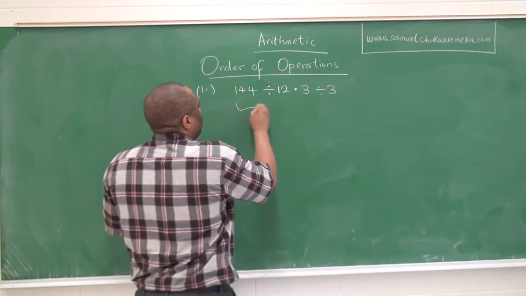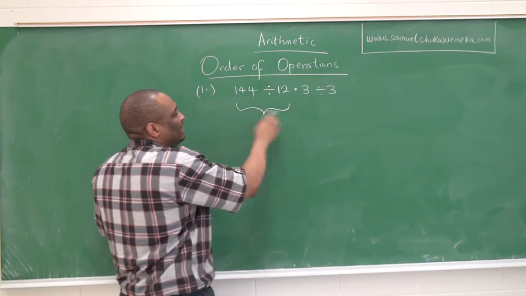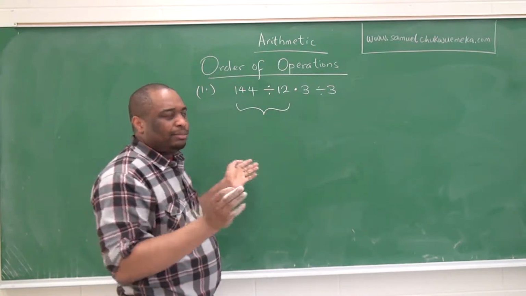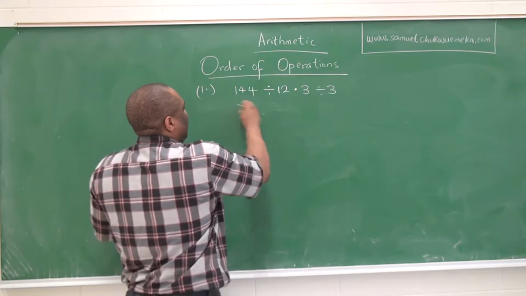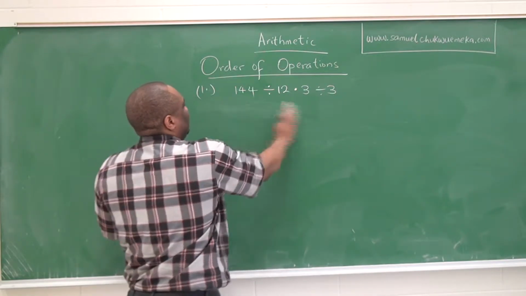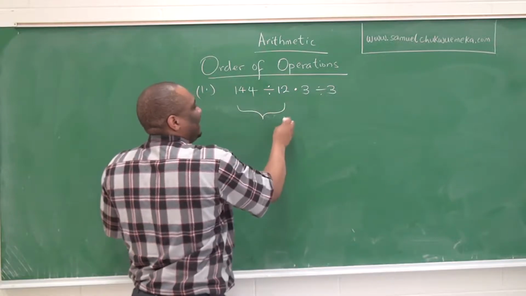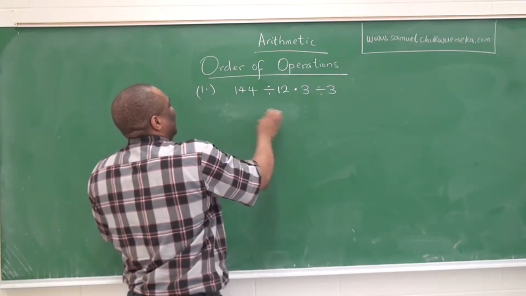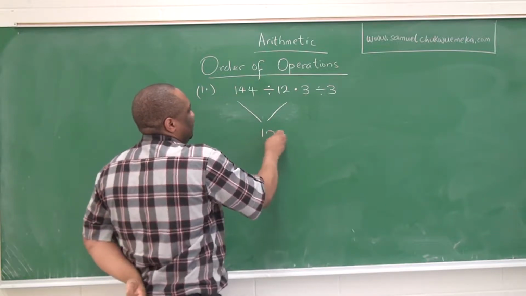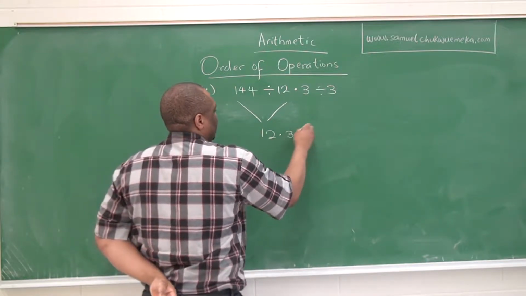So 144 divided by 12, and usually I do it this way, but it's up to you. Now, some people might just do it like this, which I think is easier than drawing it like this, right? Okay, so we can just draw it like this. So 144 divided by 12 is what? 12. Then times 3 divided by 3.